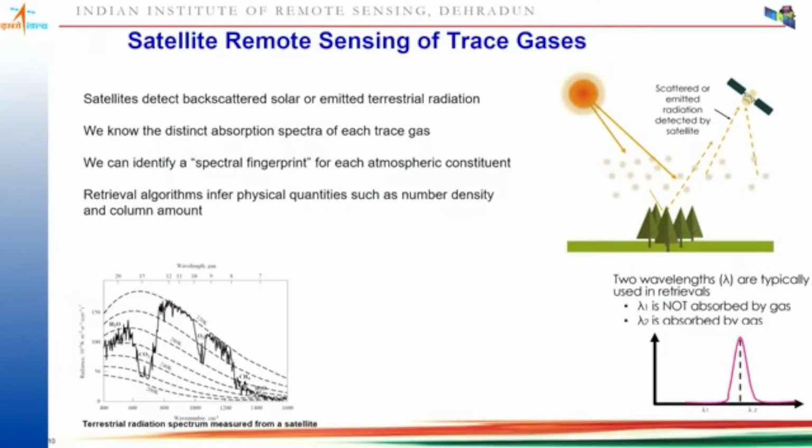Now in satellite measurements, the satellite detects scattered solar or emitted terrestrial radiation. We have discussed this, and we know that each trace gas has a distinct absorption spectrum, as we have seen. We put a sensor designed to measure those specific species in the atmosphere. So we can say that we can identify a spectral fingerprint for each atmospheric constituent.